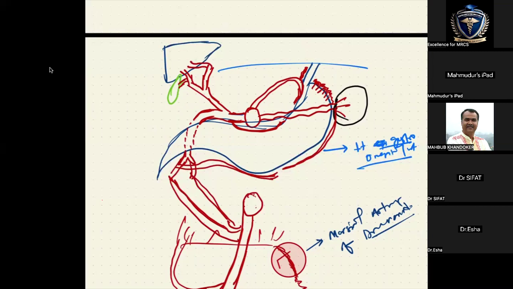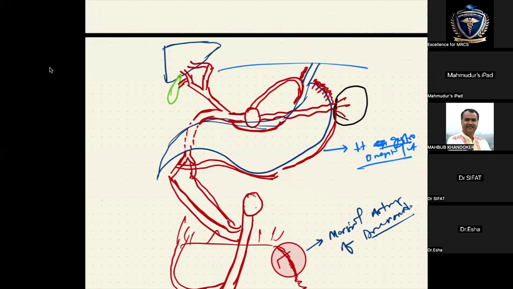Now they'll ask you, you are performing a cholecystectomy, you are dissecting the Calot's triangle, you identified the cystic artery, and the cystic artery is a branch of which of the following? Right hepatic, left hepatic, hepatic artery proper, common hepatic artery, or gastroduodenal artery? That is the right hepatic artery. A very, very important question. You'll get this question on a very regular basis.